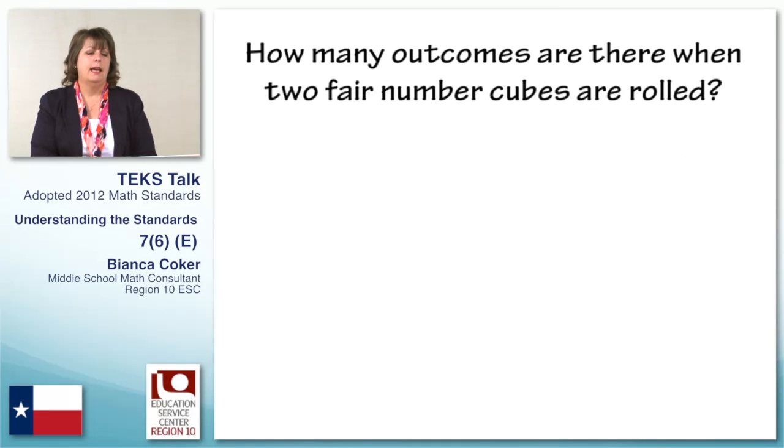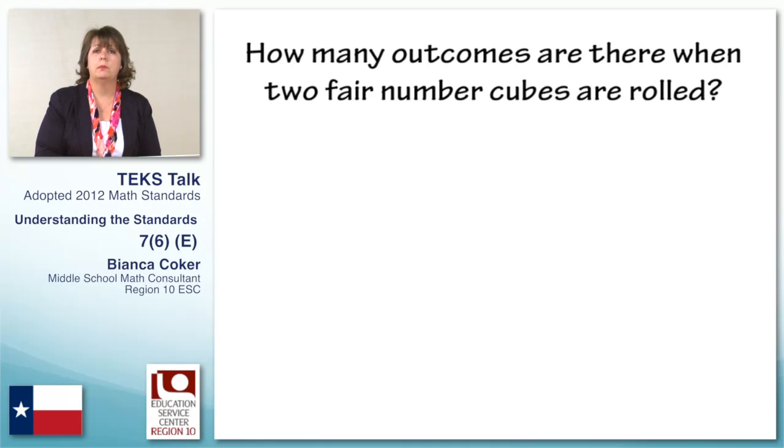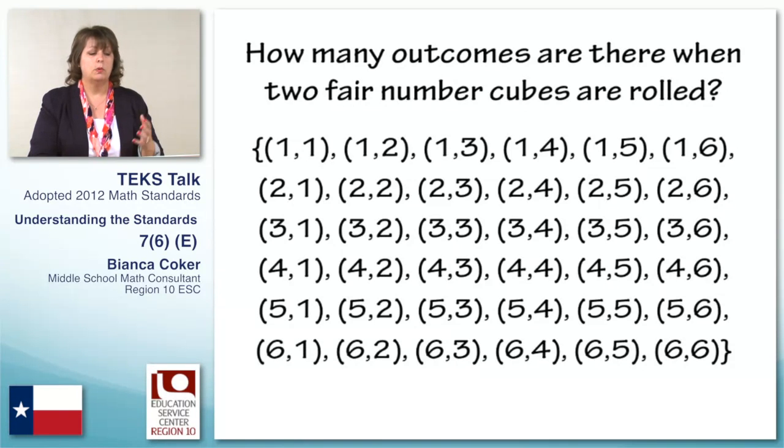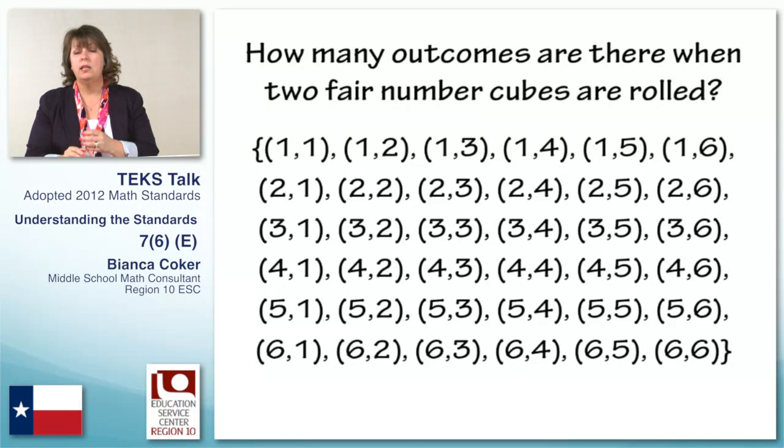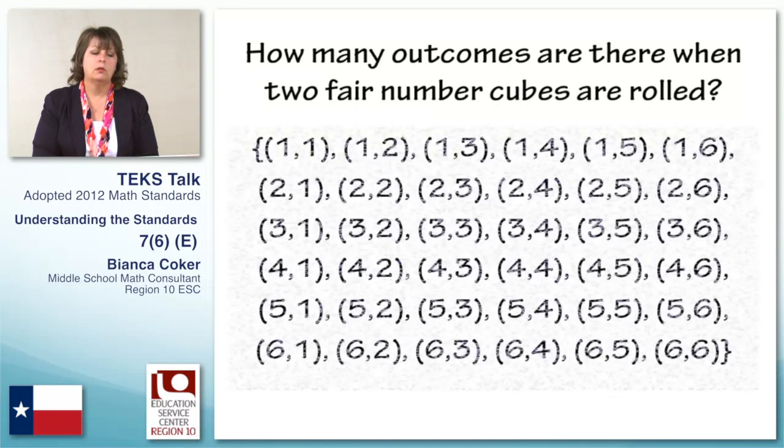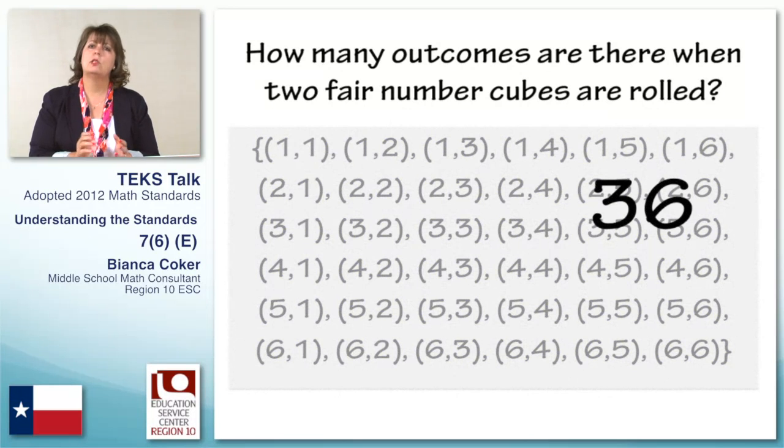So let's look for a minute at how many outcomes there are when two fair number cubes are rolled. To do that, we create the sample space. So the sample space would look something like this. 1 and 1 on each fair number cube, 1 and a 2, 1 and a 3, 1 and a 4, 1 and 5, 1 and 6, or 2 and 1, 2 and 2, 2 and 3, 2 and 4, and so on. Now, if you count up all these possibilities, you'll come up with 36. So that's the total number of outcomes for the event of rolling two fair number cubes together.